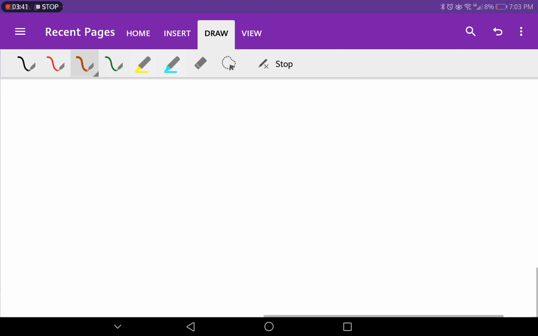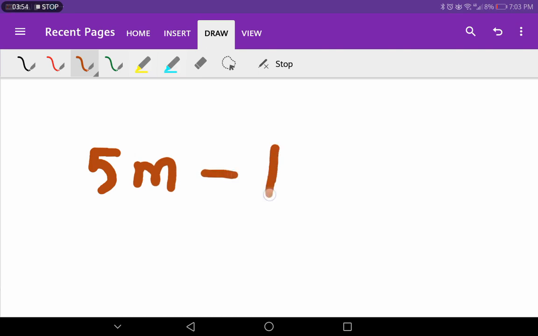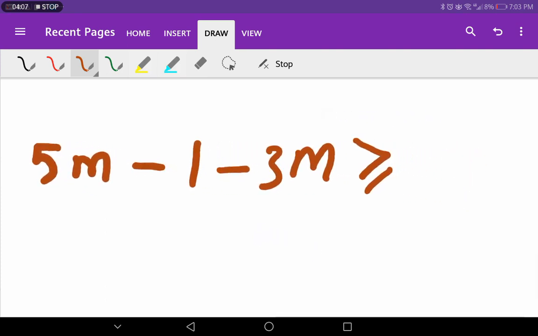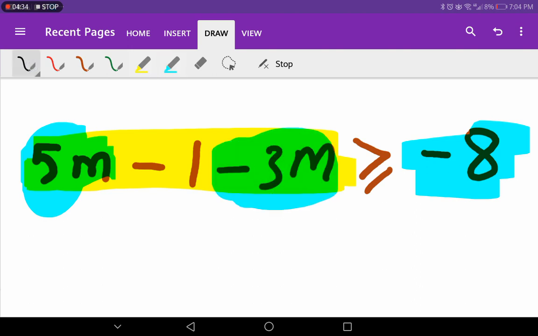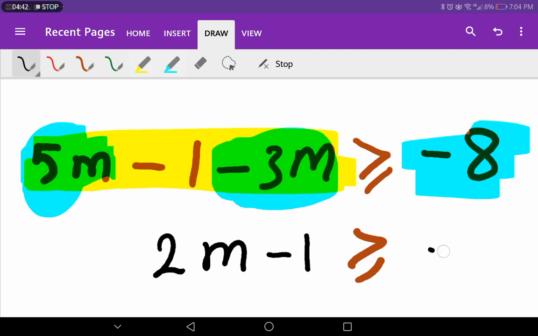If we have a question like this, for example, 5m minus 1 and minus 3m is greater than or equal to negative 8. Okay, this is the left side and this is the right side, and we have to combine the m's together. Here I have 5m, or positive 5, and here I have negative 3m, so combine them together as the first step. So it is 2m minus 1 is greater than or equal to negative 8.